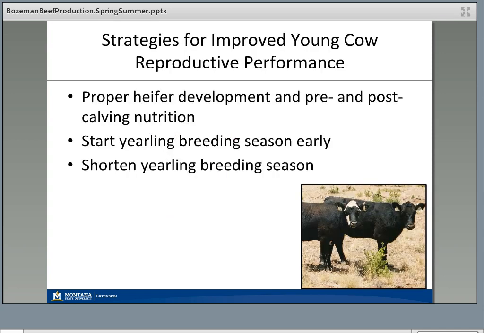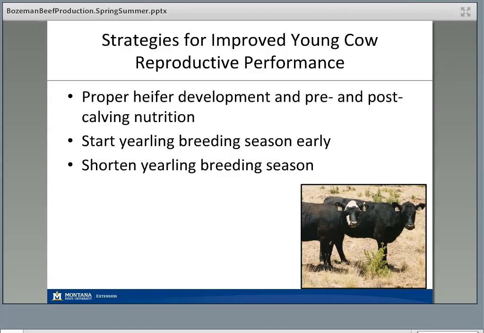So what might those strategies be? Well, there's a variety of ways to approach this. Often what we do is start to approach it even another year earlier, when we're breeding yearlings. So certainly proper heifer development to get those yearlings ready to breed, as well as pre and post calving nutrition for those first calf heifers, is critical. Some people, many in fact, start the yearling breeding season early, so those 2-year-old heifers are going to calve 2 or 3 weeks ahead of the mature cow herd. And this allows them more time to recover after calving before breeding season.